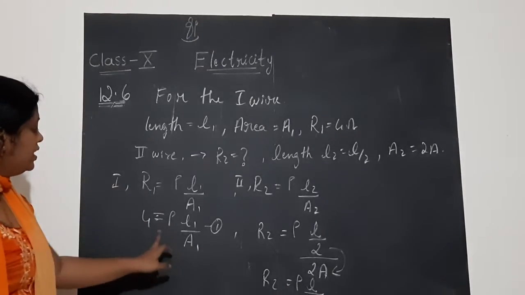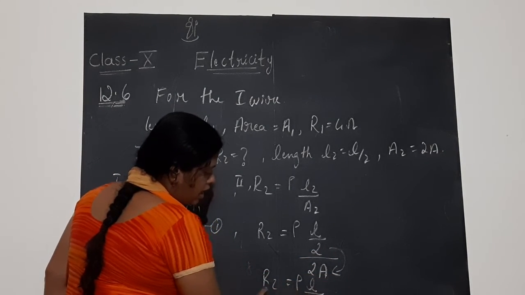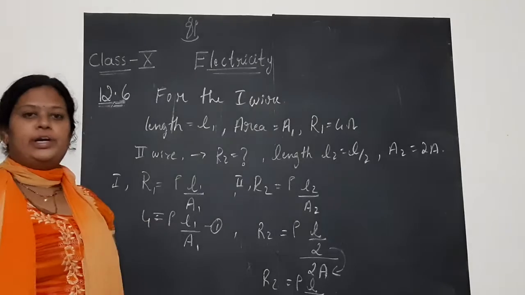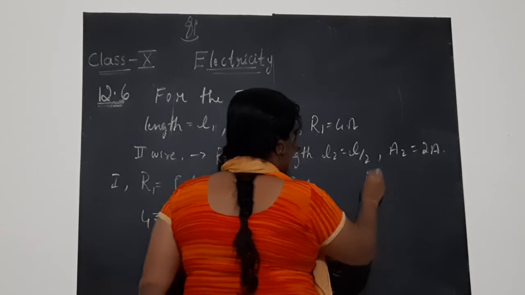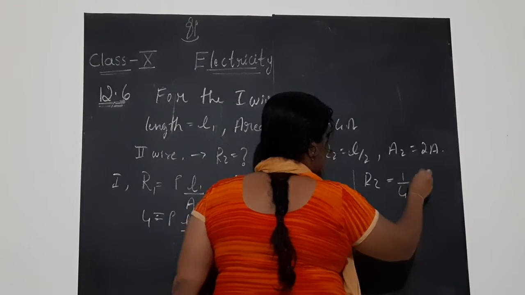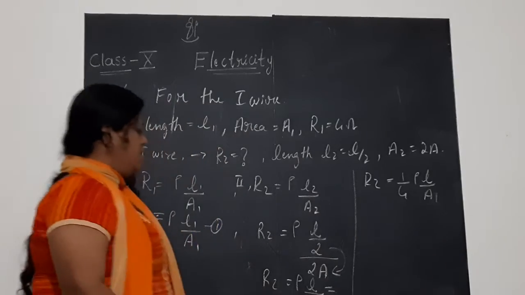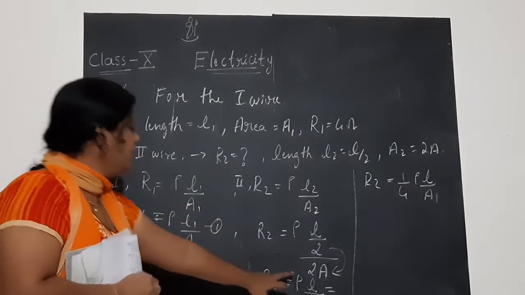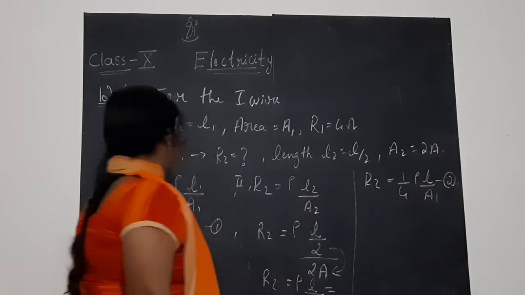Now children, for the first wire, let me call this equation 1. Now upon taking 2 to the denominator, I got R2 is rho into L by 4A. We know our standard formula is R is equal to rho into L by A. So what they have done in your textbook is, R2 is equal to 1 by 4 into rho into L by A. Rho into L by A as it is, and 1 by 4 is there, no? They have taken it separately as the fraction 1 by 4. Now call it equation 2.